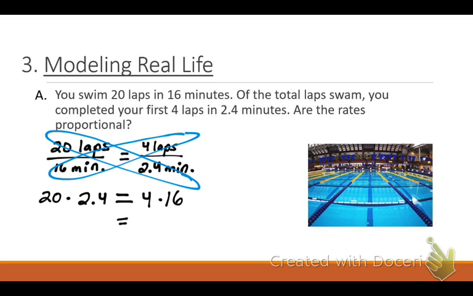Taylor, what is 20 times 2.4? 48 is correct. Charbel, on the right-hand side, what's 4 times 16? 64. 64 is correct. Ayana, does 48 equal 64? No. So the answer is no, they are not proportional to each other. All right, which really does make sense. Typically, your first 4 laps, you're probably going pretty fast. And then what happens as you swim up to 20 laps? You get tired, you get worn out. So it makes sense that those probably would not be proportional.